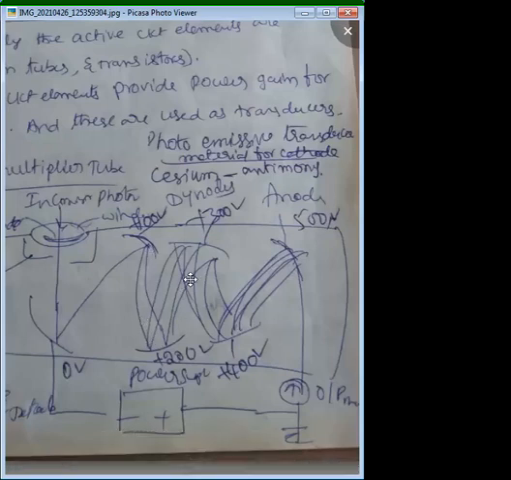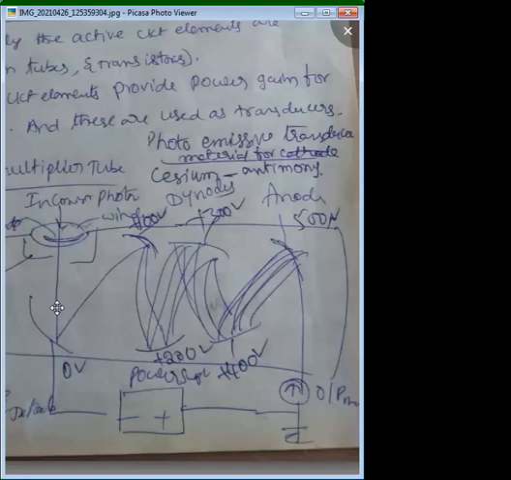Like that, 2 electrons become 4 electrons, and when these 4 electrons impact the next diode, they produce another 8 electrons. Like that the generation of electrons increases, and finally at the anode we collect all the produced electrons and measure them using an output meter. This is the ammeter, and the ammeter current indicates the amount of light intensity falling on the photocathode.